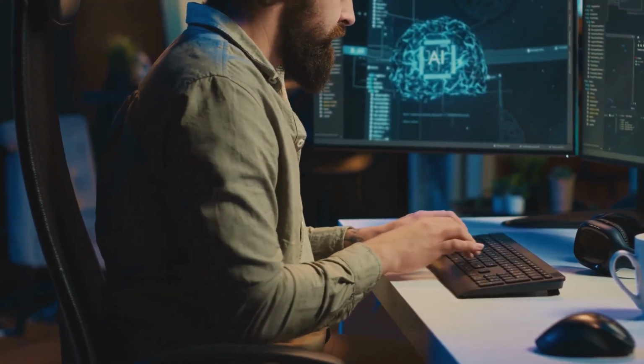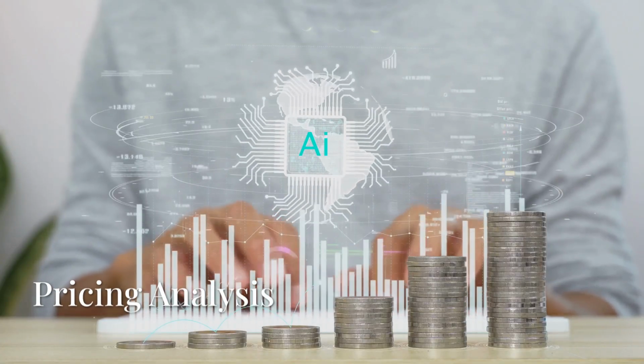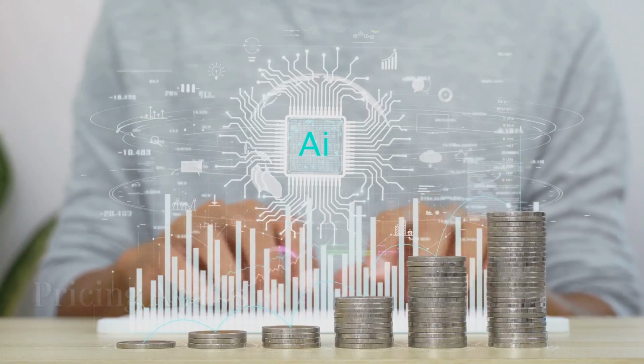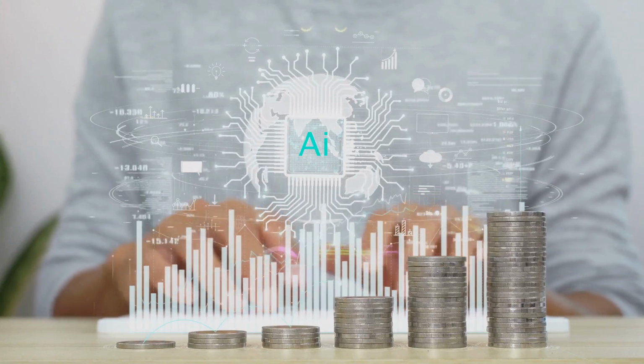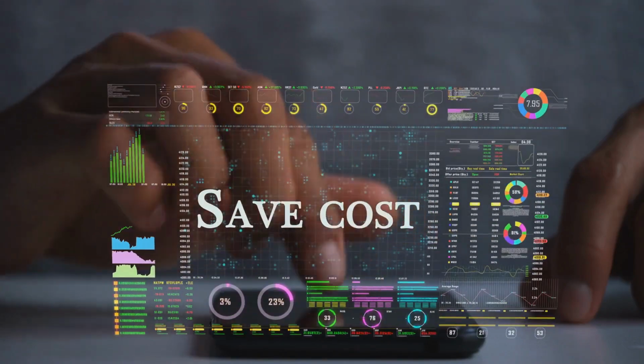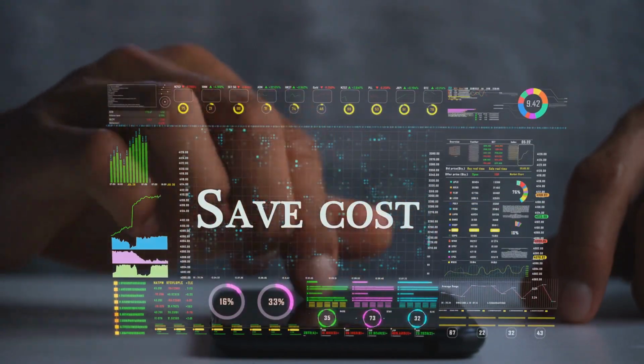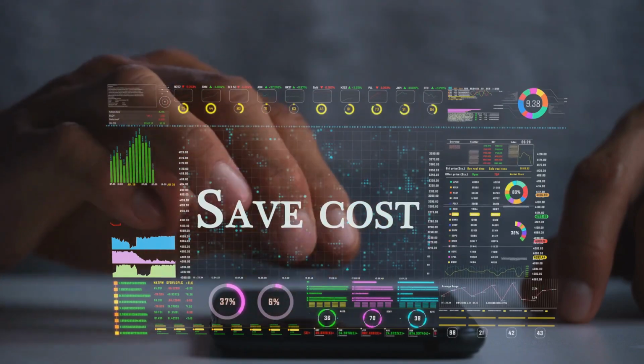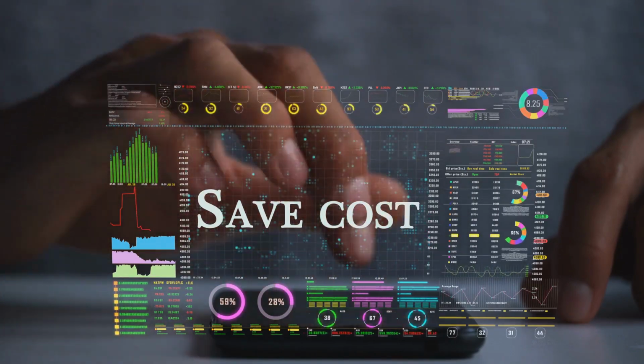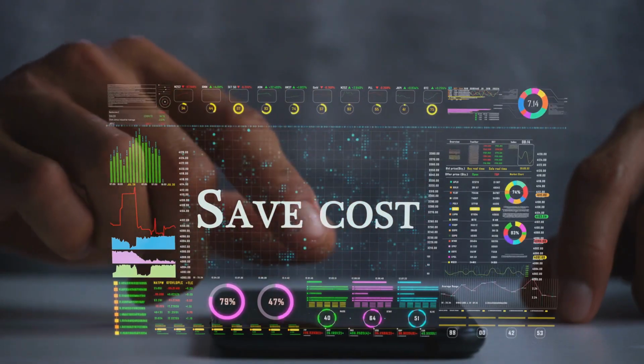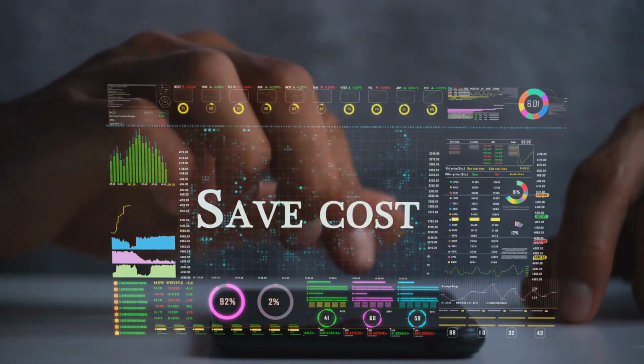Now that you've seen Claude 3.7 in action, let's talk about what this means for the industry and for you. Let's address the elephant in the room. Claude 3.7 isn't cheap. At $3 per million input tokens and $15 per million output tokens, it's significantly more expensive than competitors like GPT-4o Mini at $1.10 in and $4.40 out.